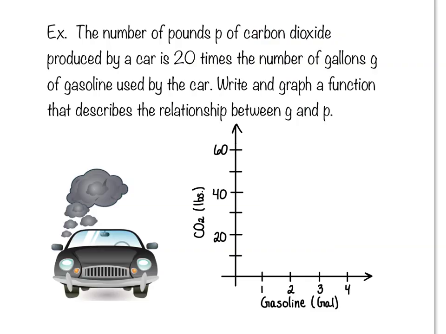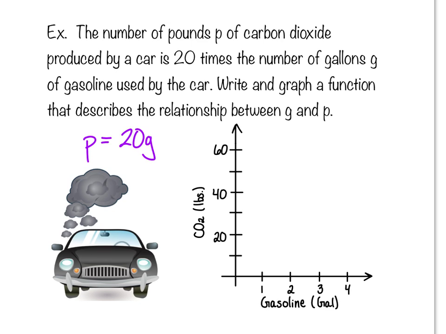All right, let's look at this story problem. It says the number of pounds of carbon dioxide produced by a car is 20 times the number of gallons, G, we're using G for gallons and P for pounds, of gasoline used by the car. Write and graph a function that describes the relationship between G and P. So it says that the pounds, P, so I'll start there, P, the pounds, equals 20 times the gallons you put in.